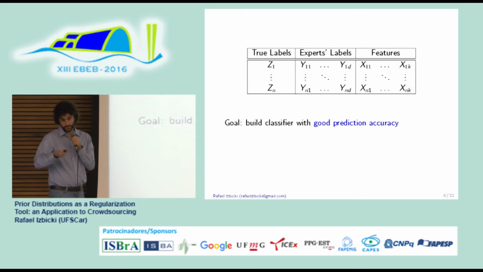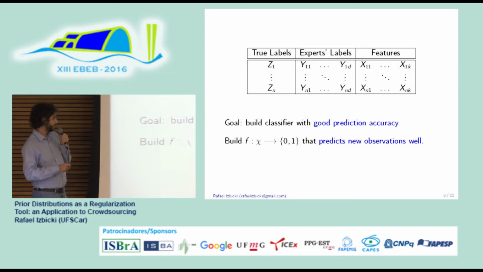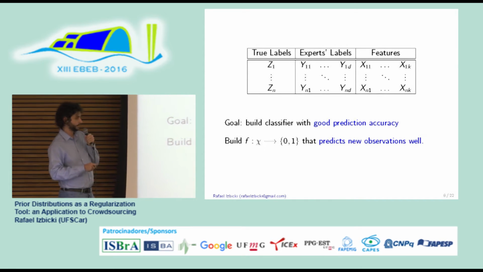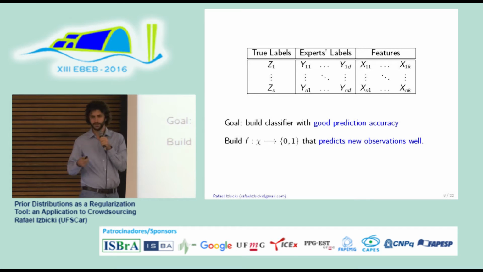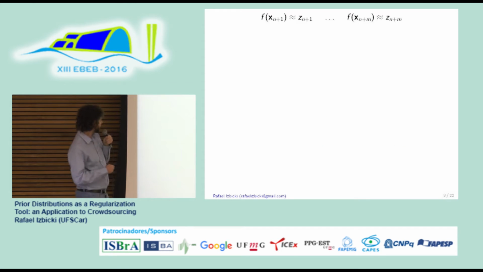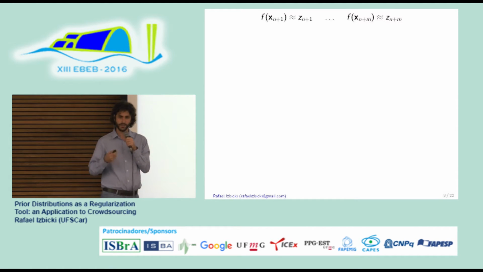So this is our goal, and more formally what we want to do is to build a function that has a domain here on the feature space, and whose image is 0 or 1, if the galaxy has that morphology, or if it doesn't have that morphology. And what does it mean to build a classifier f that has good predictions? What it means is that we want f, when applied to m new samples, to recover the z's with high probability. We want it to get the labels right.